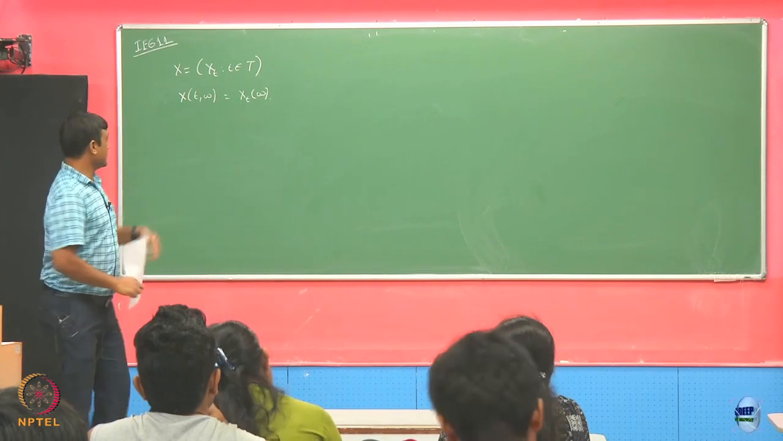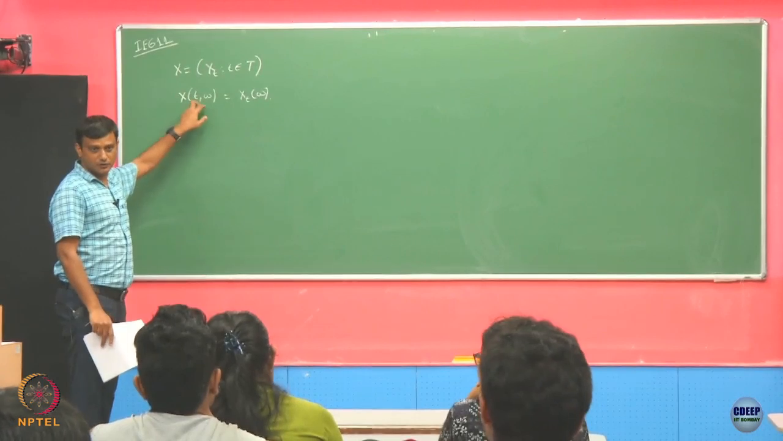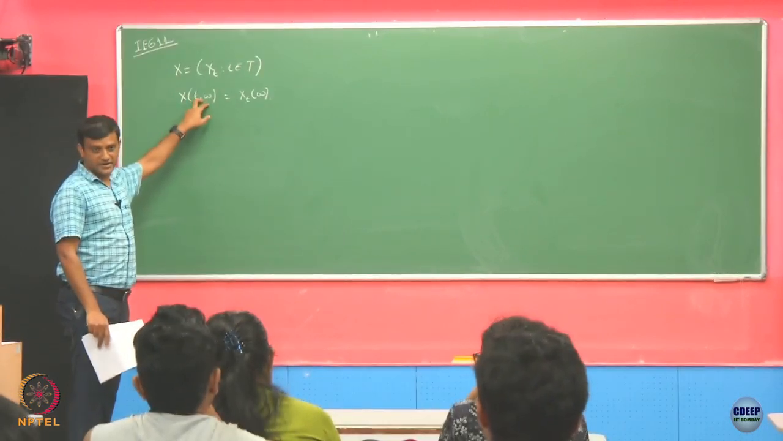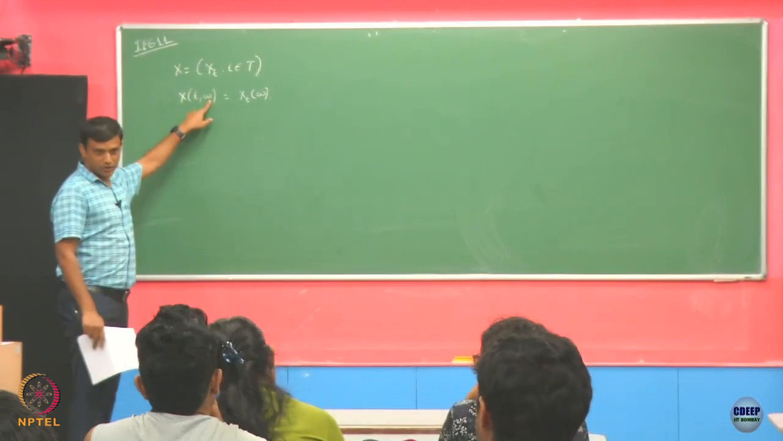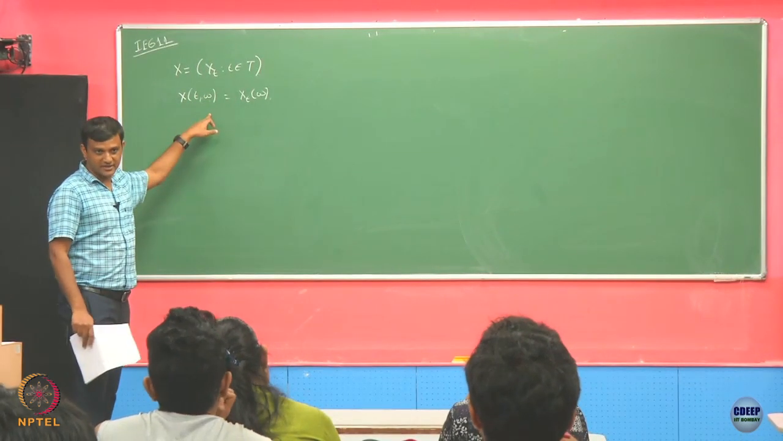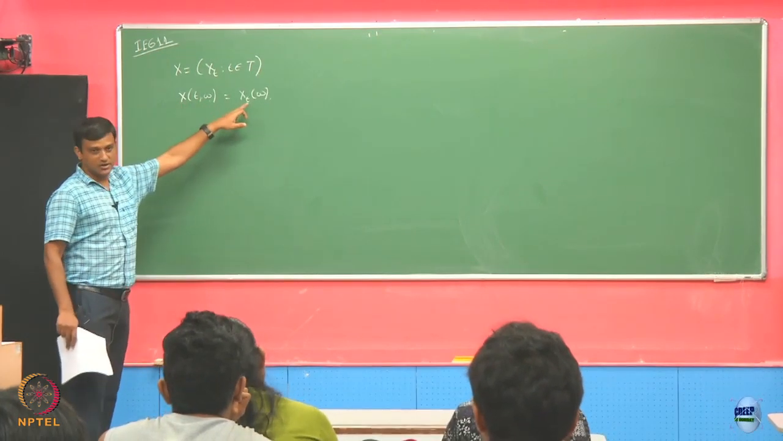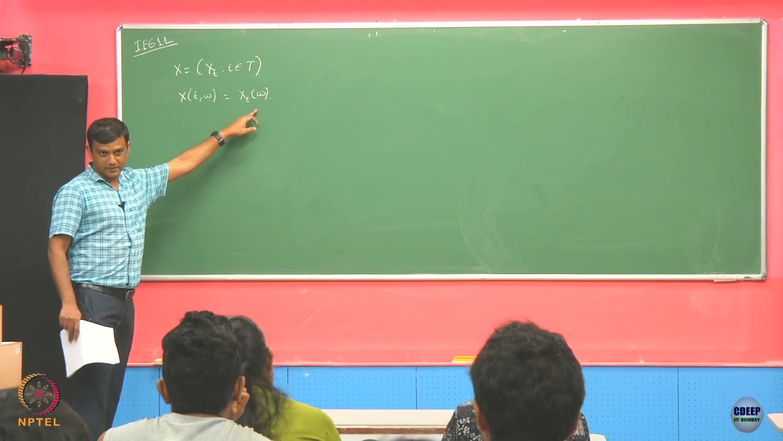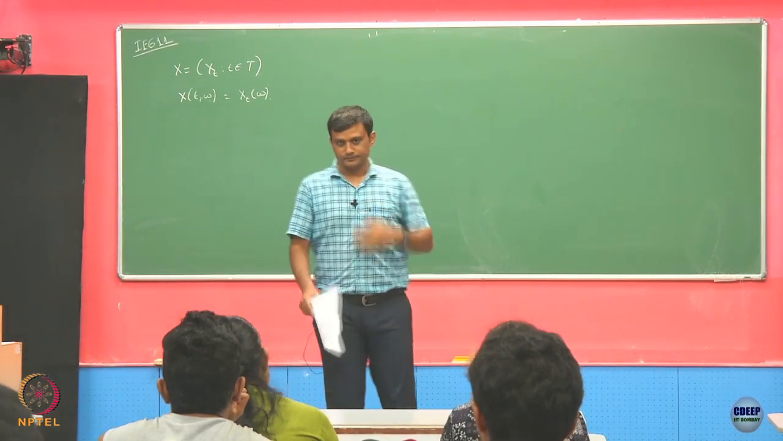If you are going to treat this random process x, as I said, it can be thought of as a function of two arguments. One argument is the index and the other is a sample point. That index could be time itself, in which case it is going to talk about that t-th random variable and the value it takes at the sample point omega.